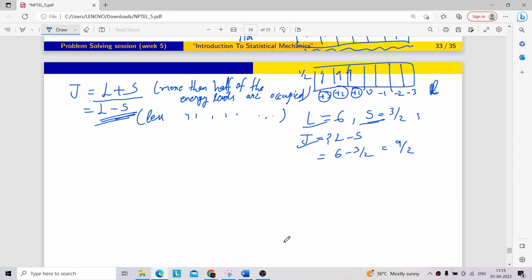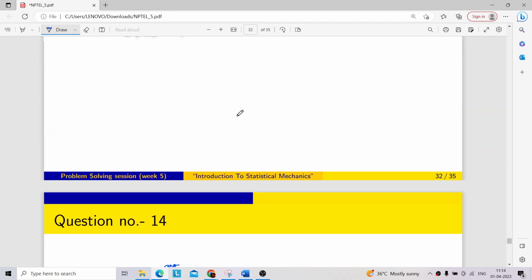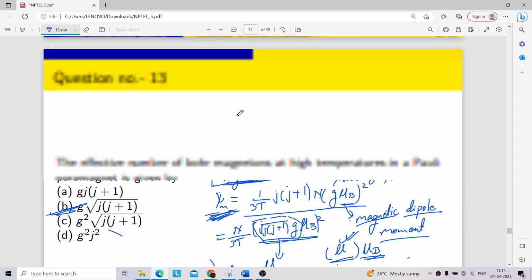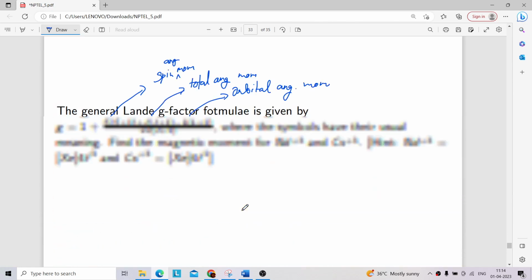Now I have to calculate this Landé's factor. I have to just put these values in the formula and I will get the Landé's factor. But the ultimate aim is to calculate the magnetic moment. You remember the formula we discussed previously: the magnetic moment is G times root over J into J plus 1, where this G is Landé's factor. So first we have to calculate the Landé's factor, and J we have, so the only remaining is Landé's factor. We will calculate this and put it directly and we will get the answer.